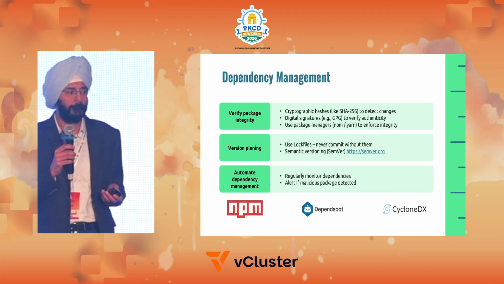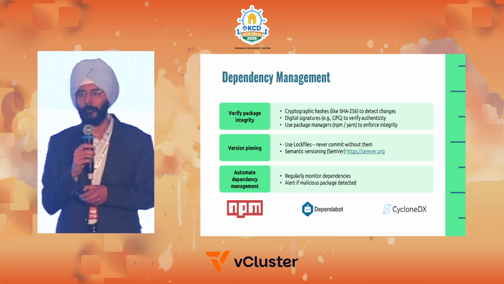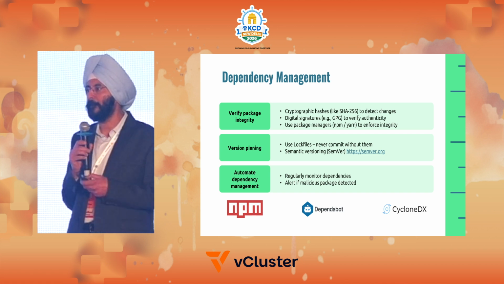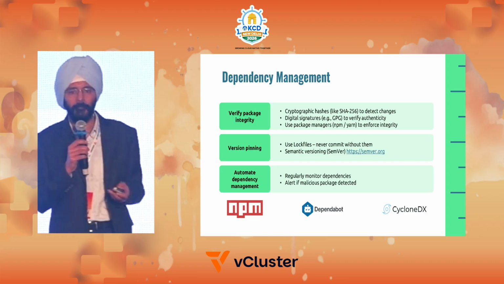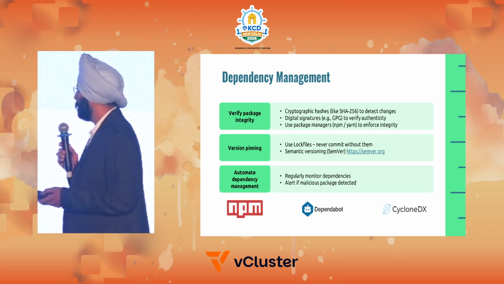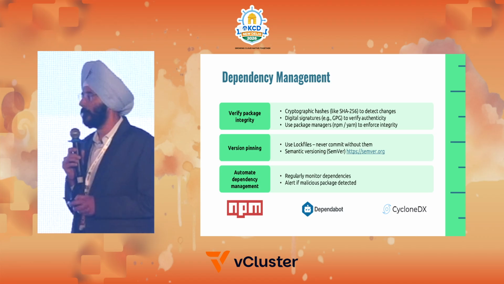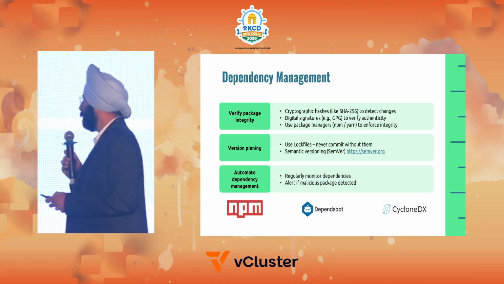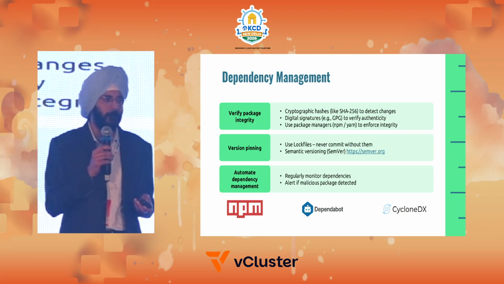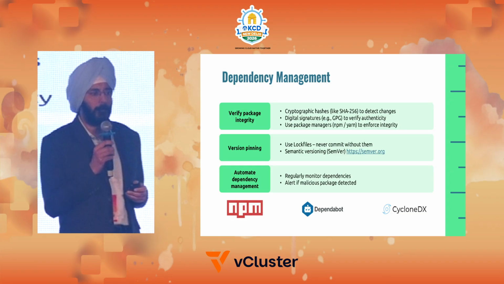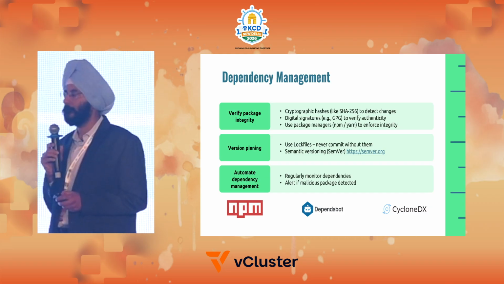Dependency management: as I was saying earlier, even for doing Hello World, we are using a lot of libraries and third-party software, and we are dependent on a lot of things. So how can we make sure that we are managing them properly? Verify their integrity using hashes, digital signatures, package managers. Version pinning again is important. Whatever you're picking, or even if you are releasing some dependencies or open source software, have proper versioning, semantic versioning, and use lock files.